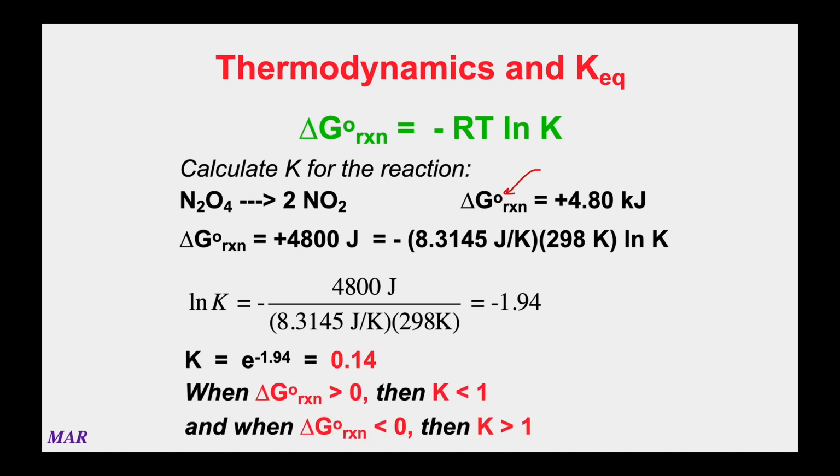If delta G, again, is greater than 0, like it is here, then K should be less than 1. And likewise, if you had a spontaneous negative delta G, a delta G that was less than 0, your K value should be greater than 1, i.e. product favored. It's all coming together.